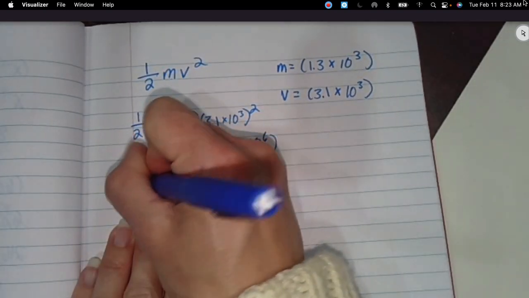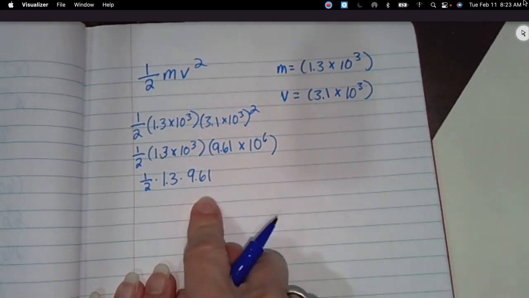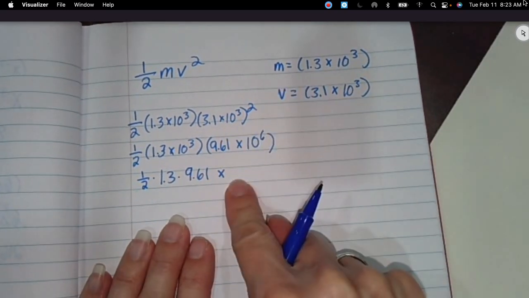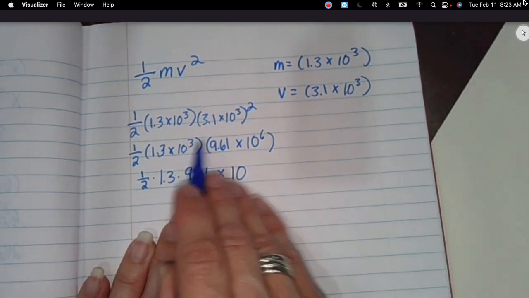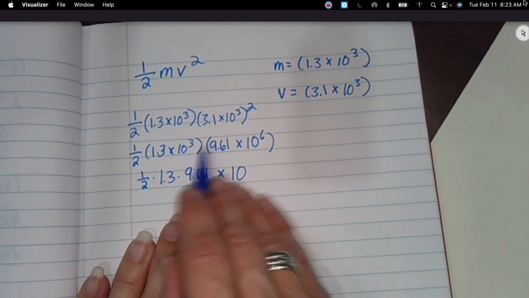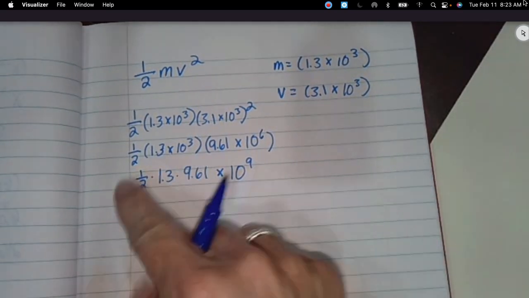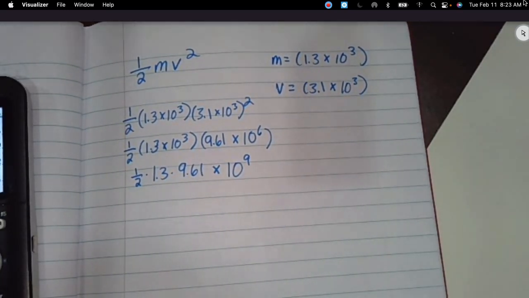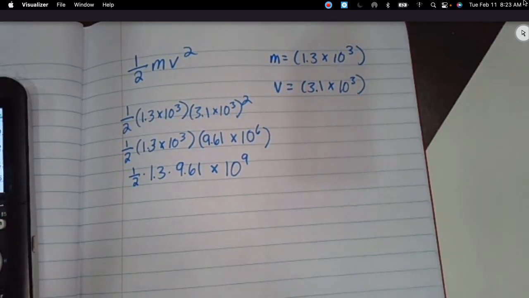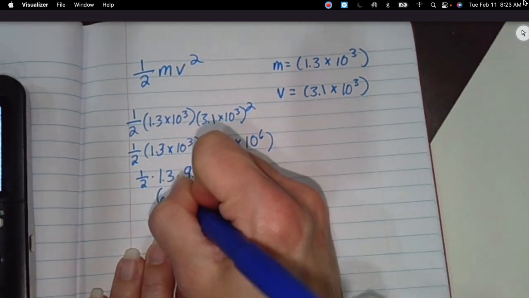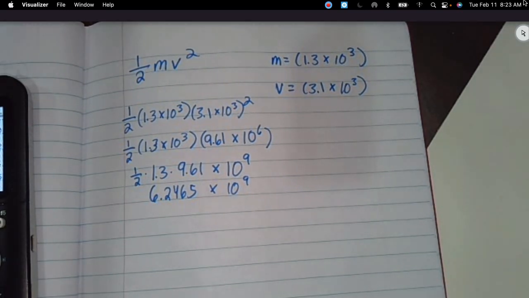Look, I'll write all those down. You don't have to write this step if you don't want to. But there's all the numbers I'm going to multiply together. Bam. Okay, what goes back here? Times 10 to the, what do you do with these two? Yeah, since we're multiplying everything here, we're going to add, what's 3 plus 6? 3 plus 6. No. All right, I'm typing this in my calculator. I'm still doing it. 1/2 times 1.3 times 9.61. And I get 6.2465 times 10 to the 9. That's my answer.